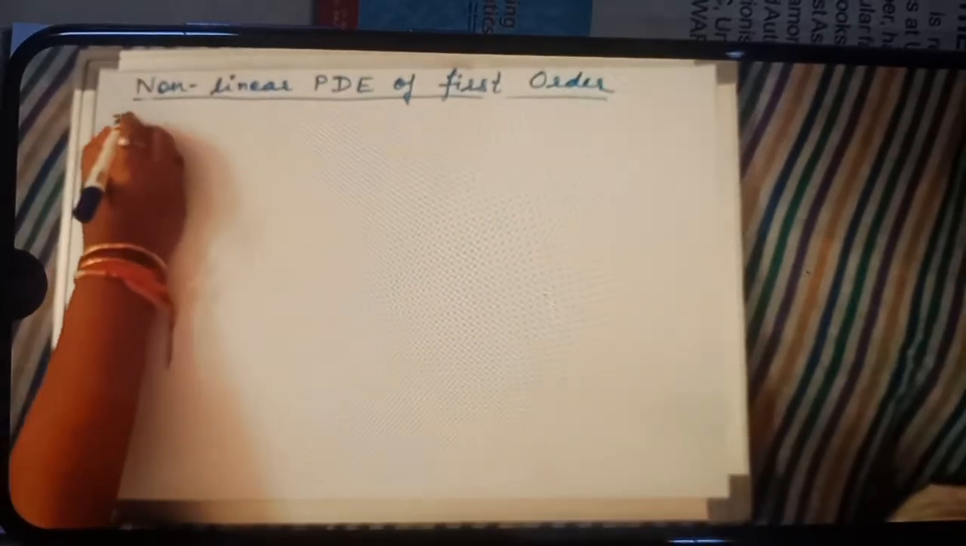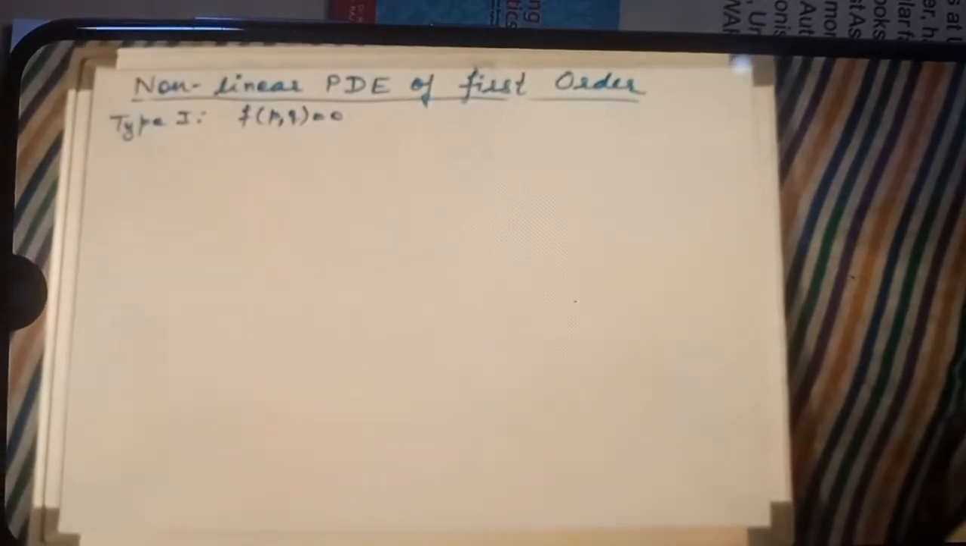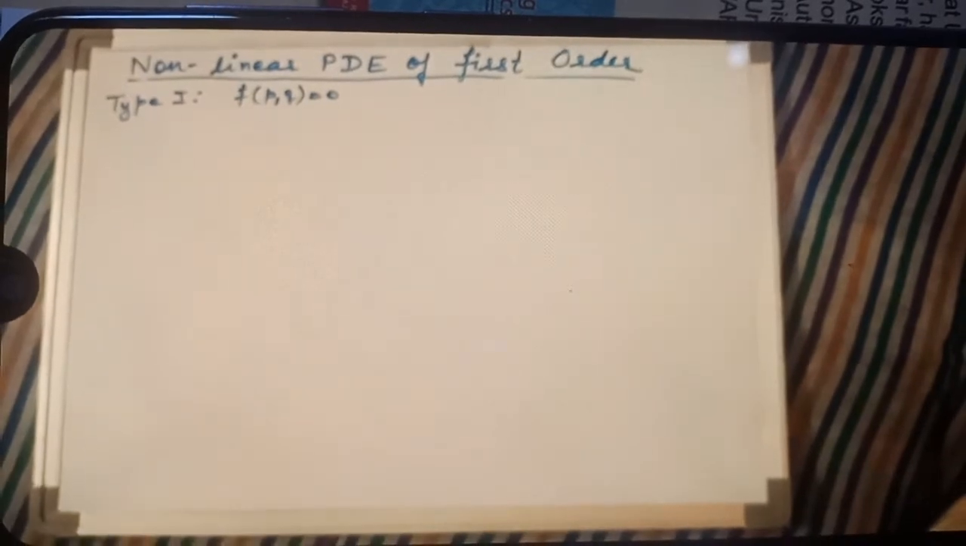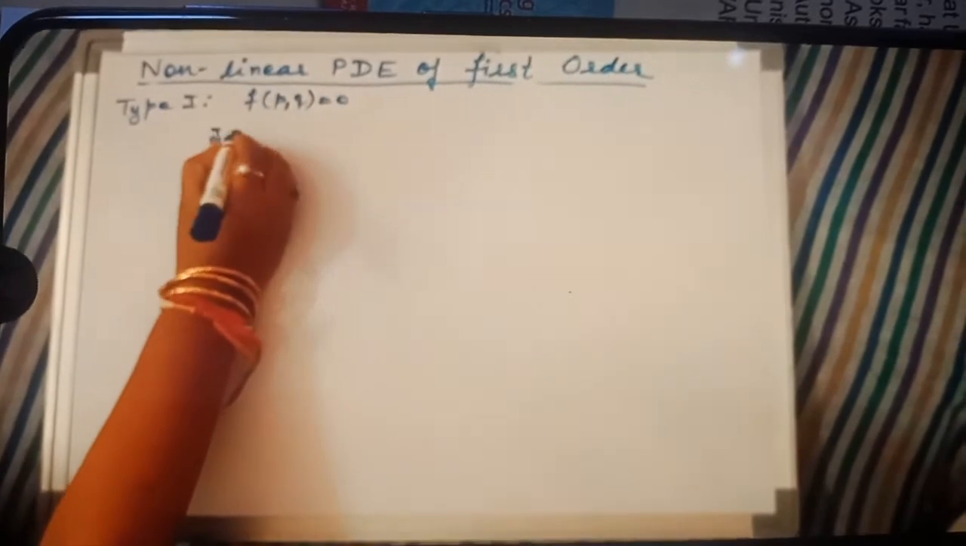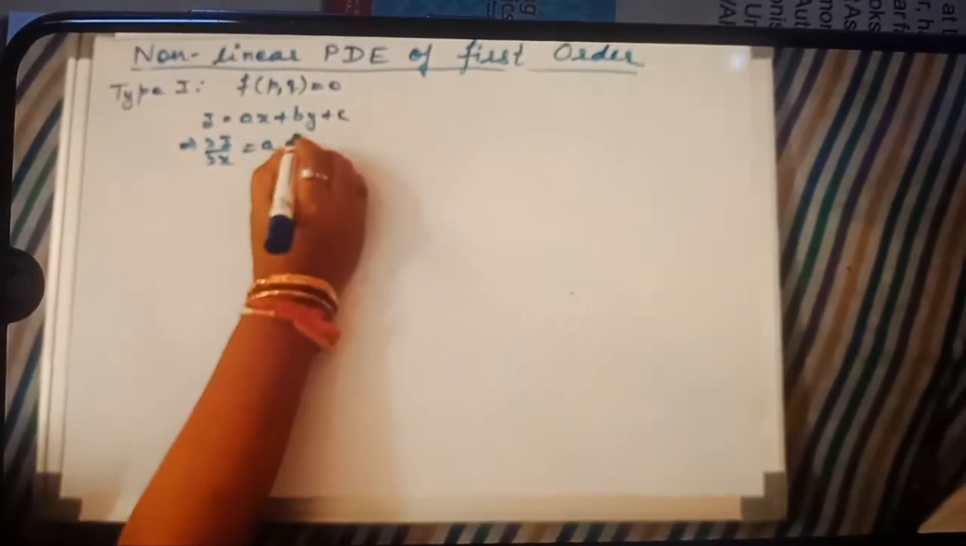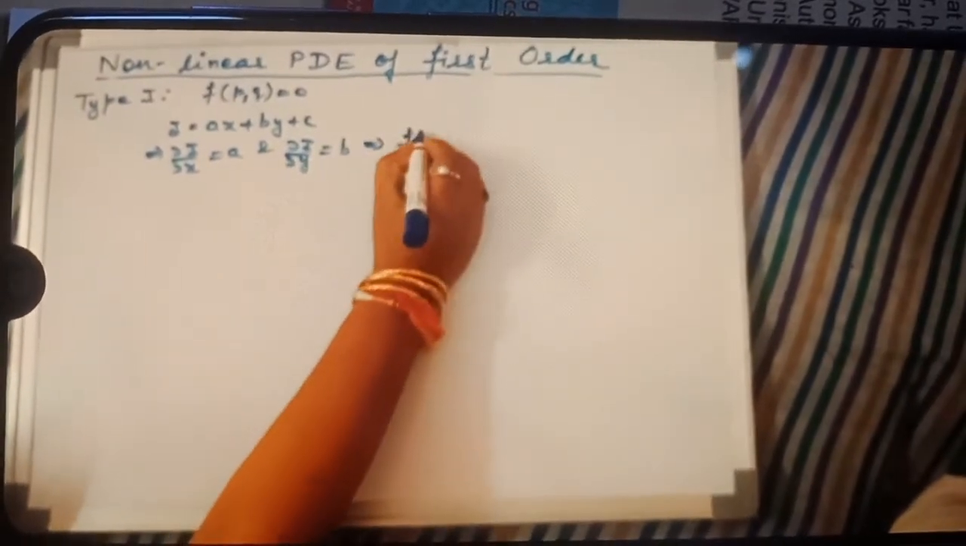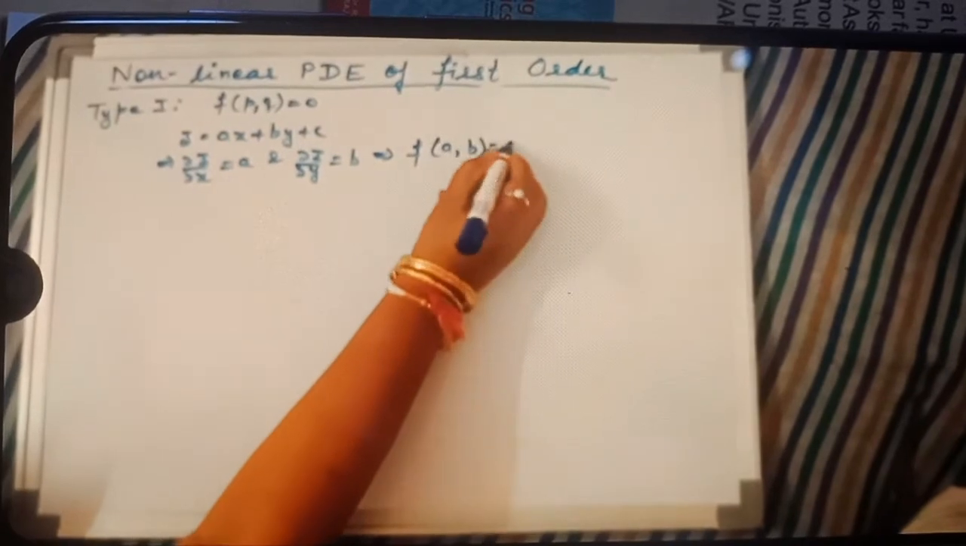First we study type 1. Type 1 is an equation of the type f of p, q equals 0, that is, an equation containing only p and q. Then the solution will be z equals ax plus by plus c. Then del z over del x is equal to a and del z over del y is equal to b. Then we have the solution in terms of f of a, b equals 0.